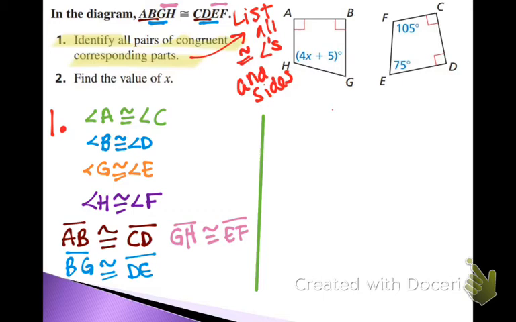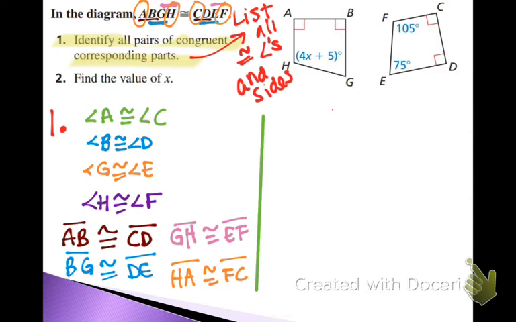All right, and then the last one is the hardest for most students to see. What is the only side we haven't named? HA, which means FC. HA first is congruent to FC.